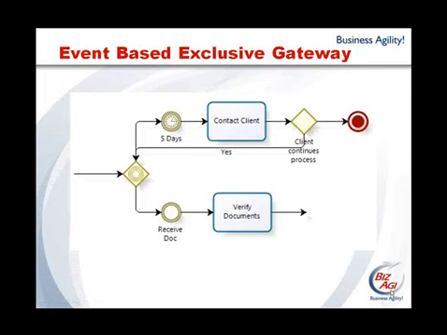In this other business case, we have 2 possible events: that the client delivers the documents within the established time, or that he doesn't. To diagram the 2 possibilities, we will therefore use an event-based exclusive gateway, so that the event which occurs first will immediately disqualify the other alternative.